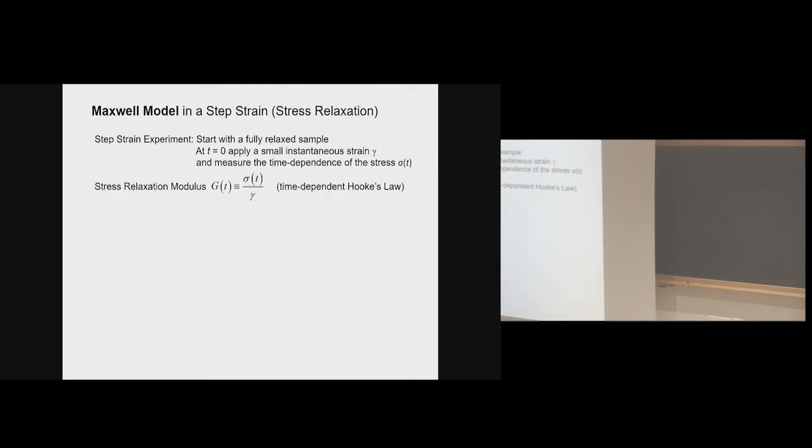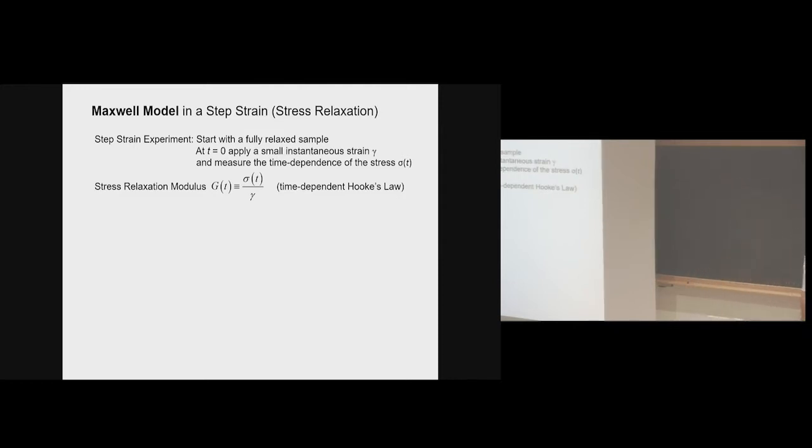And what we first imagined doing is a simple step strain experiment. So we instantaneously move the top plate, and we hold it there for all time, and we watch the stress, and the stress is going to decay with time. By studying that stress decay more generally, we can learn about the viscoelasticity of the material. For the Maxwell material, that decay is particularly simple. It's going to work out to just be a single exponential.